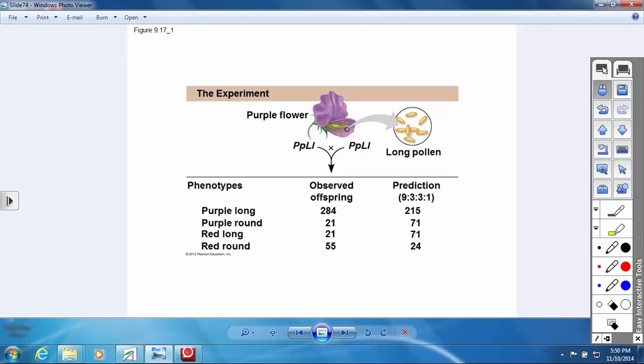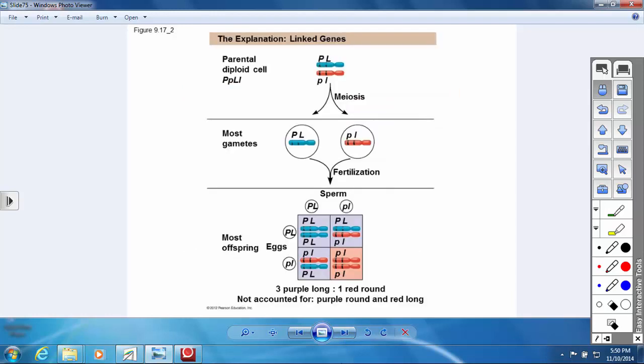So in the experiment, you've got your purple flower and you've got long pollen, and what you observed did not match what you would predict. And so what's going on there? You have your linked genes, and if you look at the location of the linked genes, it makes it more difficult to get the standard ratio of offspring.